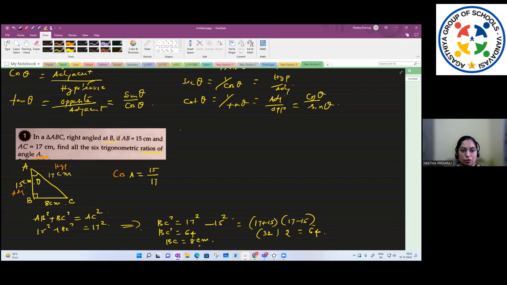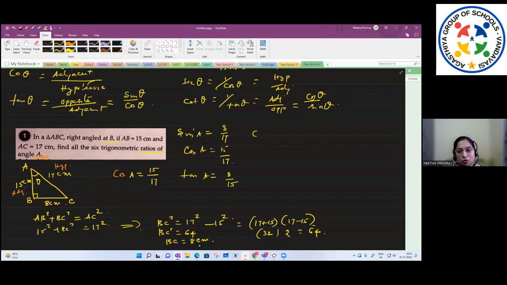One by one we will go. Sin A is what? Opposite by hypotenuse, 8 over 17. Cos we found, isn't it? Cos A is equal to 15 over 17. And tan A is opposite by adjacent, that is 8 over 15.